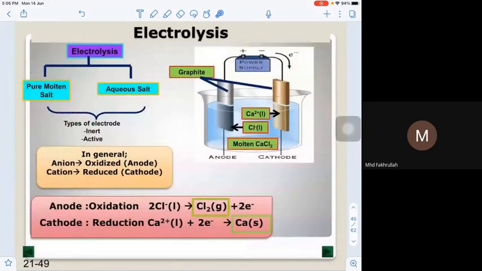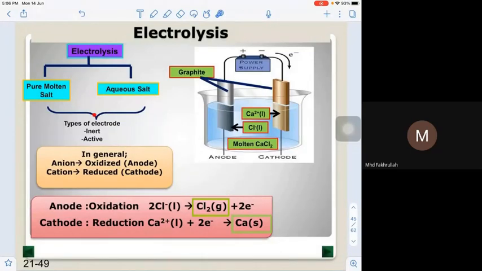Now there are two types of electrolyte that can be used. This is the electrolytic cell. The previous figure was when we separated the two half cells, but in this figure we have only one container for the electrolyte, and they share the same electrolyte. There are two types of electrolytes: either pure molten salt, which is salt that is melted, meaning it is in the liquid state, or the salt that we dissolve in water, which is the second type, the aqueous salt.